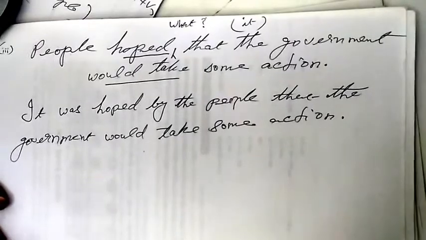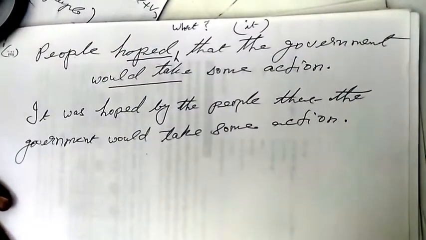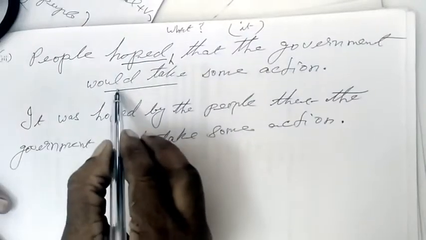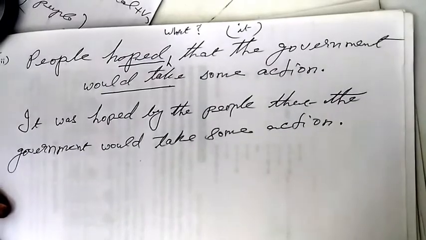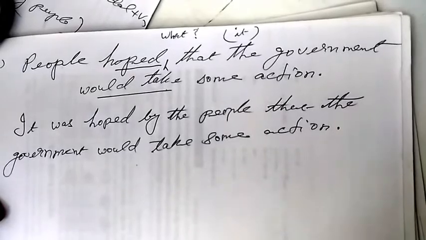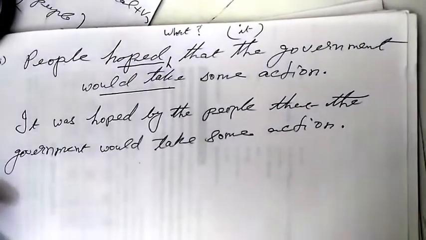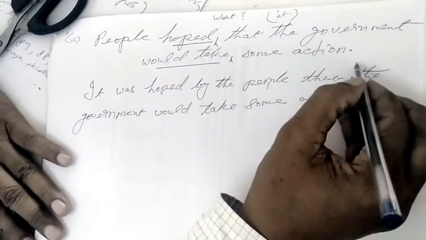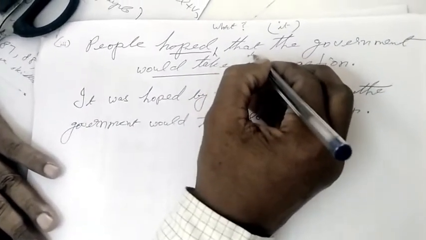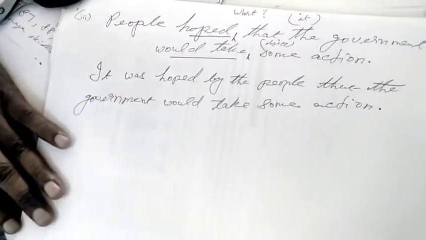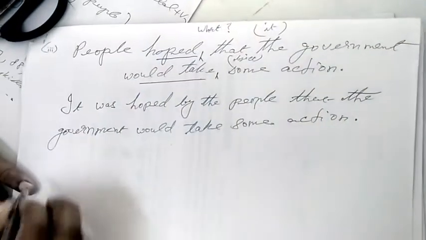But then if you want to do a little perfect work, and I believe in perfect work, in that case, look at this verb would take. That is an active voice too. Why not change that too into passive voice? Yes, can it be done? Without doubt. Let's see. Would take some action. Would take what? Some action. So this is the object. So therefore, the first part remains the same.